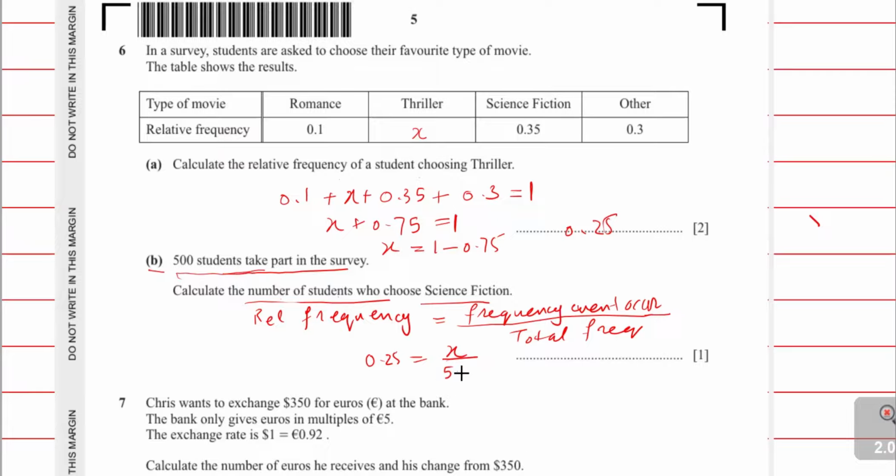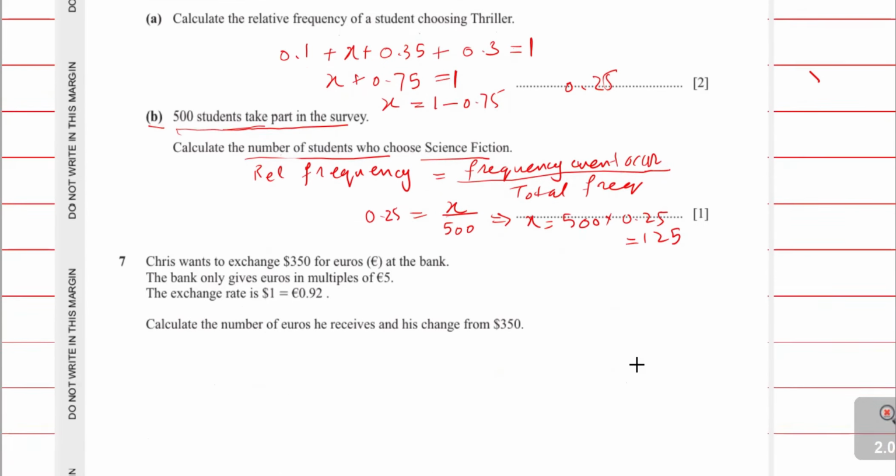Here are 500 students. Therefore, this X will be equal to 500 multiplied by 0.25. And this will be equal to 125. And this is the answer.